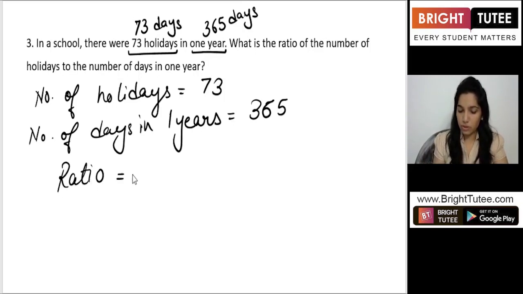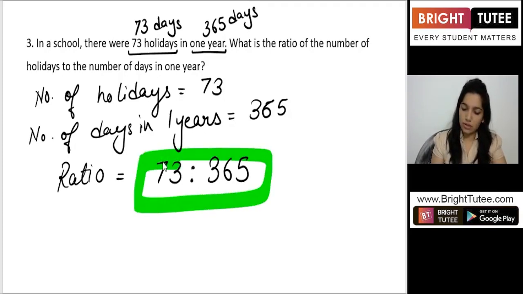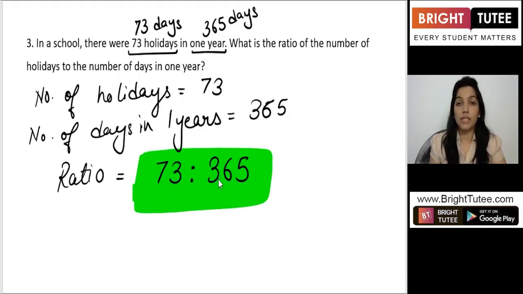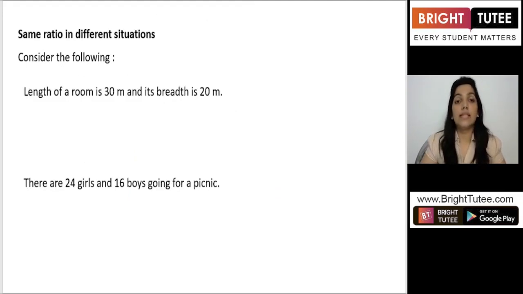Now let us write what is the ratio. The ratio we need to write is the number of holidays to the number of days in 1 year. So it is 73 divided by 365, and this is the answer, that is the ratio of number of holidays to the total number of days in a year.